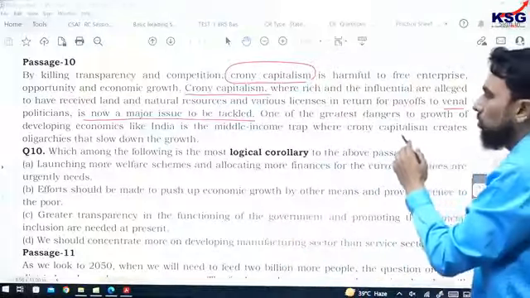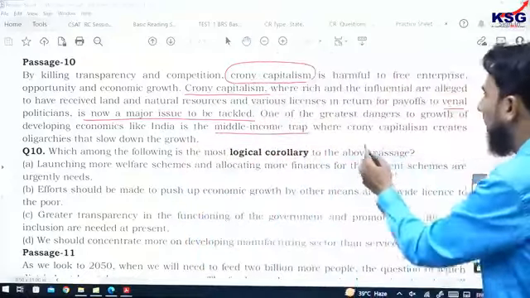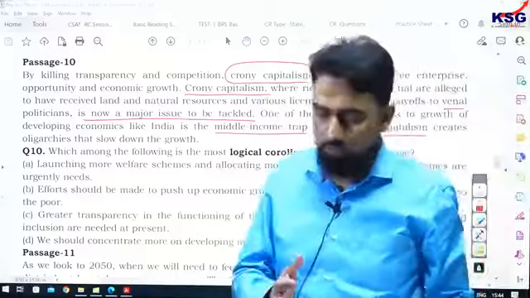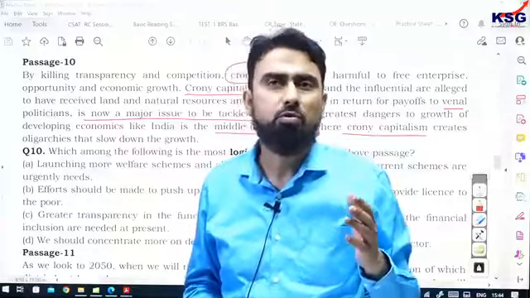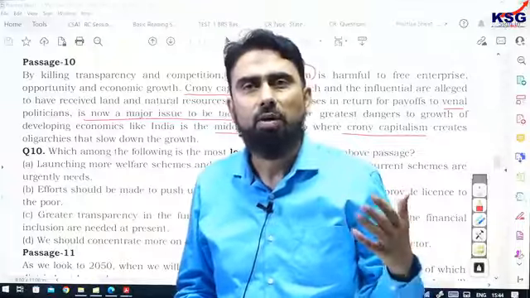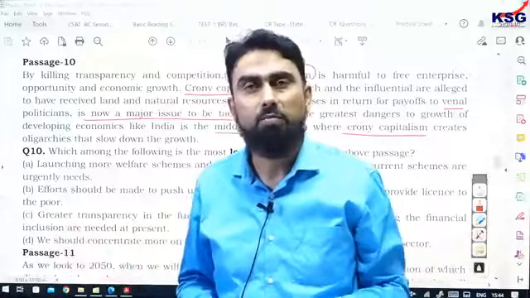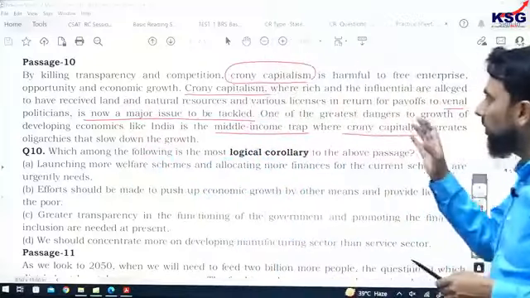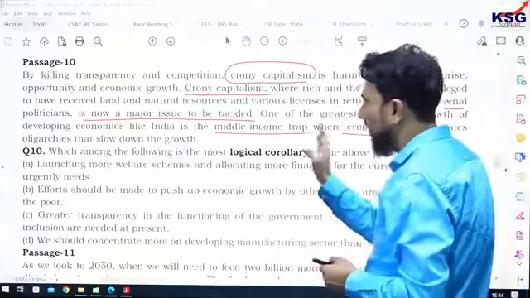One of the greatest dangers to growth of developing economies like India is the middle income trap, caused by crony capitalism, where crony capitalism creates oligarchies that slow down the growth. So the resourceful people get a claim on the natural resources. In return, the politicians are paid some kickbacks, and the venal, corrupt politician. So crony capitalism, and I think there are very relevant examples nowadays. So this is what the paragraph is talking about, and you have to be watchful that the topic is crony capitalism, which causes this middle income trap.